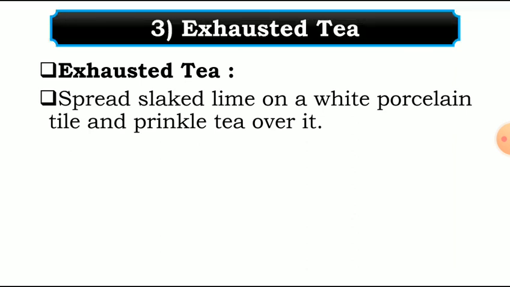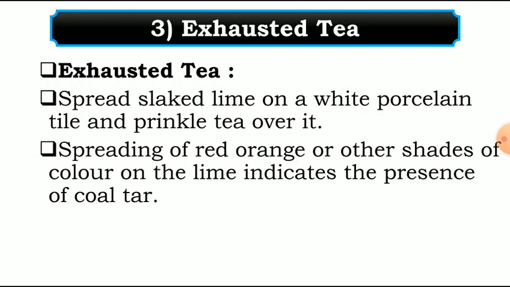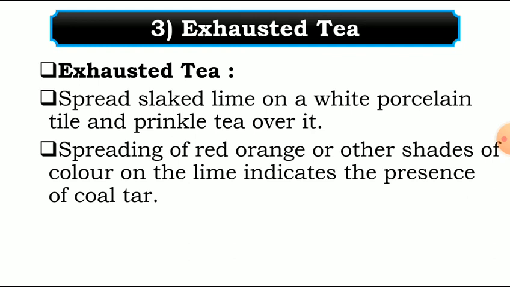Spread slack lime on a white porcelain tile, then sprinkle tea over it. Spreading of red, orange or other shades of color on the lime indicates the presence of coal tar. So this is the third adulterant, exhausted tea. This is the simple procedure given to identify exhausted tea.